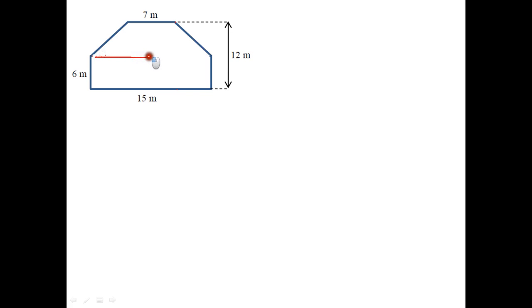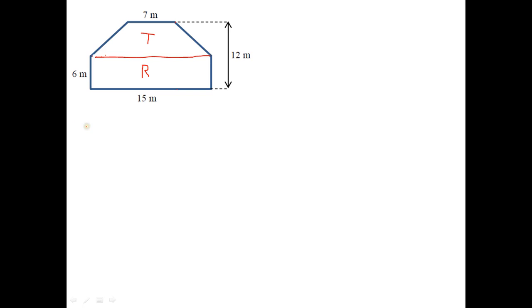But if we split the shape up, I think you guys will recognize that we have two shapes that we actually recognize. On the bottom, we have a rectangle here. So I'm just going to put an R, symbolizing this is our rectangle, because the bottom is 15 meters, and the height is 6 meters. We can get the area for that because we just multiply 15 and 6. And then on the top, we have our trapezoid. So I'm going to put a T at the top to symbolize that this is our trapezoid.